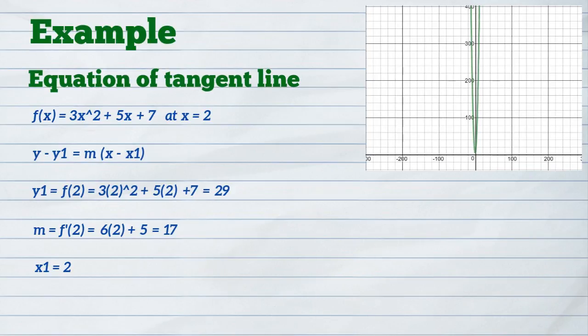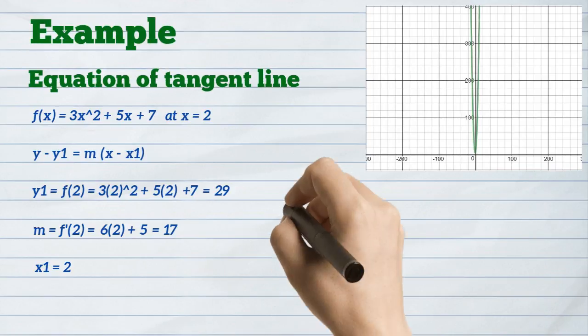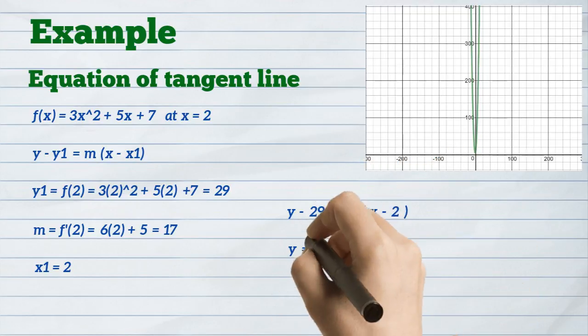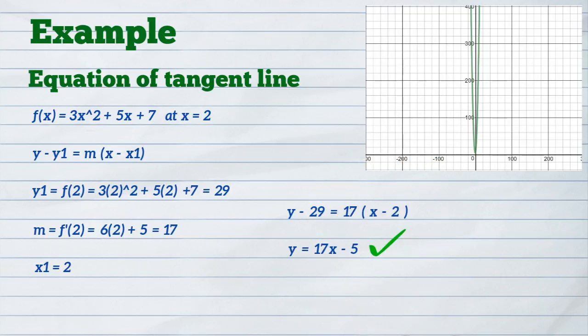Next, simply plug in the terms that you have just found and isolate y. After some minor calculations, the equation of the tangent line at x equals 2 is found to be 17x minus 5. Notice how this equation is in the form of y equals mx plus b, as all tangent lines are linear.